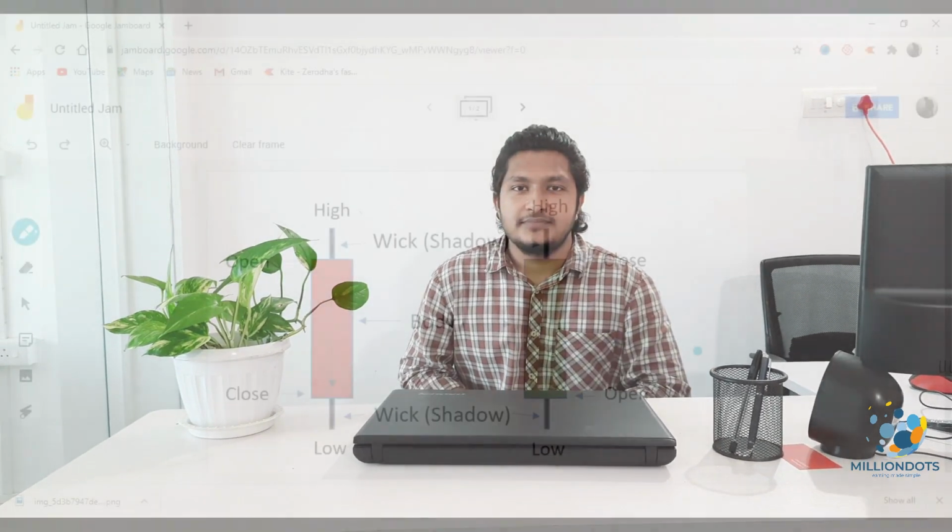These red and green bars are known as candles or candlesticks, which are used to graph the price movement of that particular asset or stock. Yes, they are used to read the price action of that particular stock or asset. Today, we will be learning more about candlesticks and the basic psychology behind them. So, let's take you to the screen.